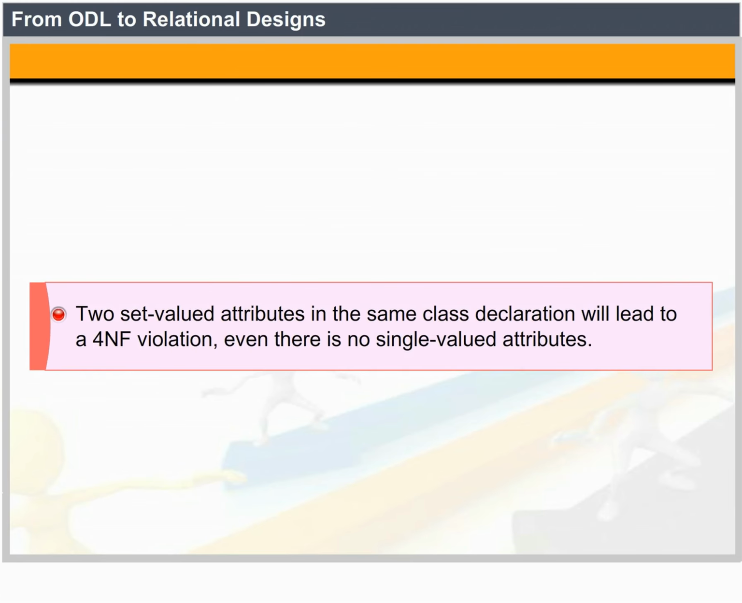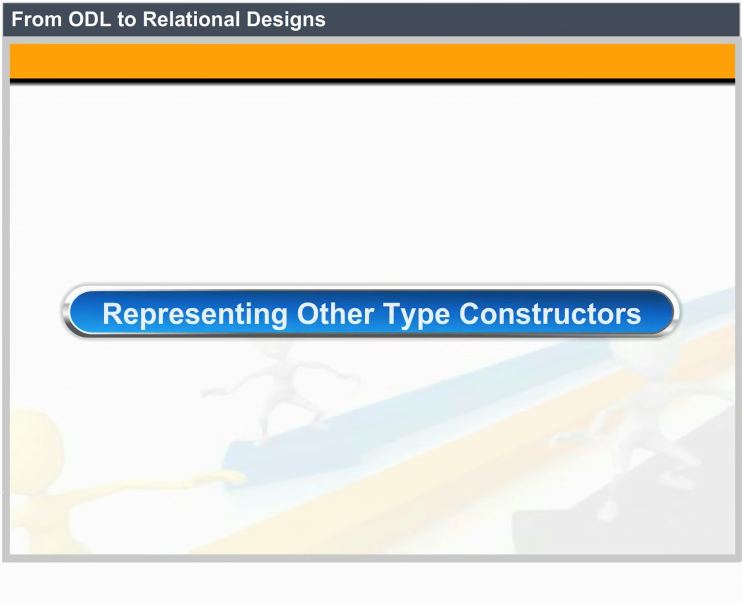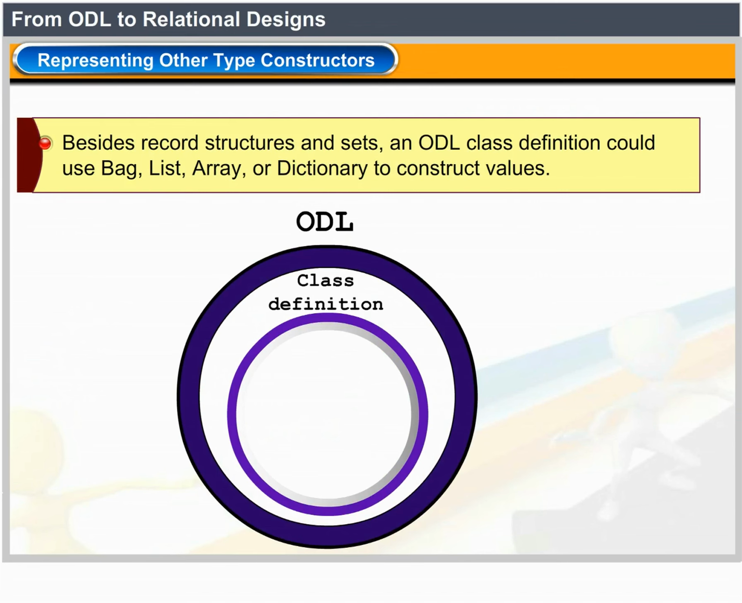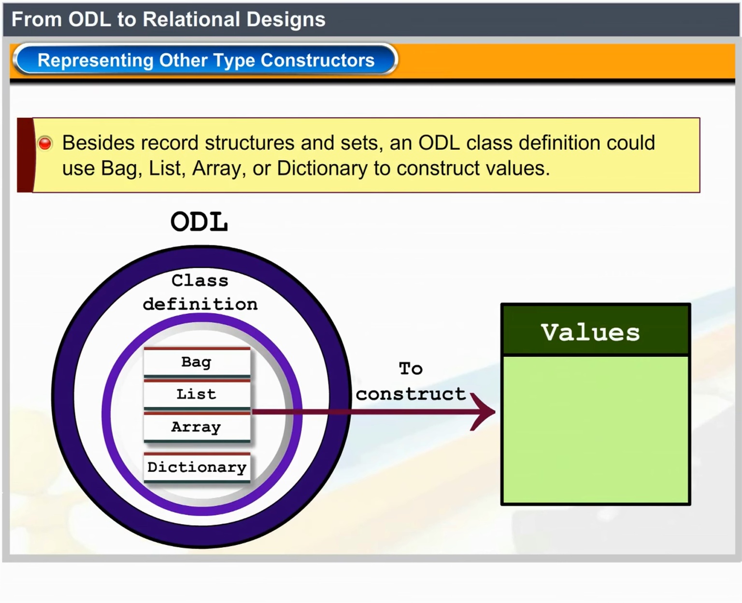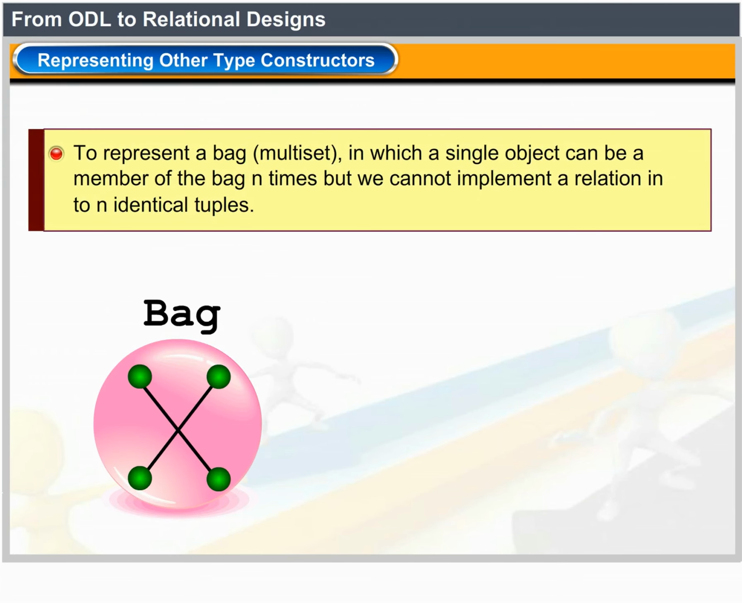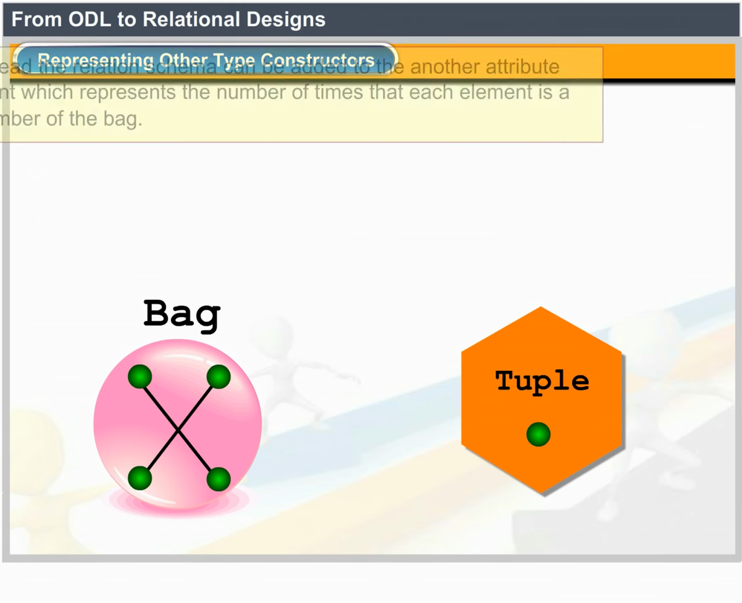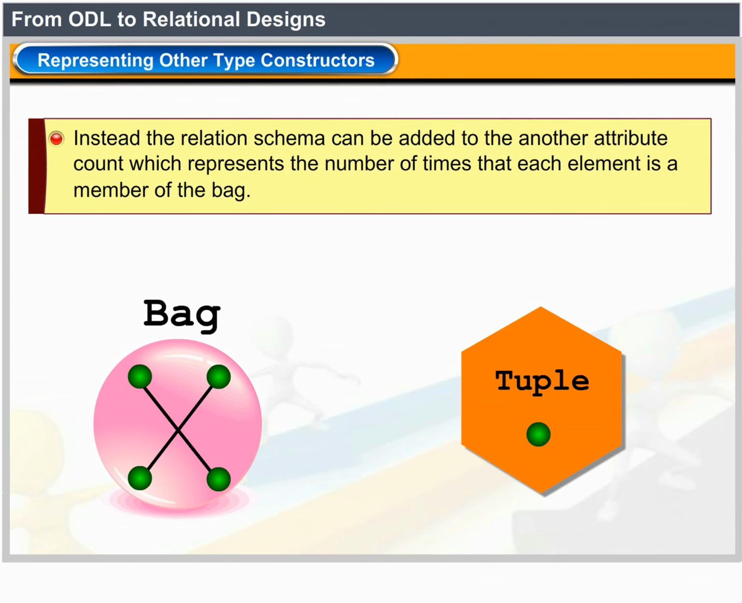Representing other type constructors besides record structures and sets: an ODL class definition could use bag, list, array, or dictionary to construct values. To represent a bag, or multiset, a single object can be a member of the bag n times. We cannot simply introduce into a relation n identical tuples. Instead, we could add to the relation schema another attribute, count, representing the number of times that each element is a member of the bag.